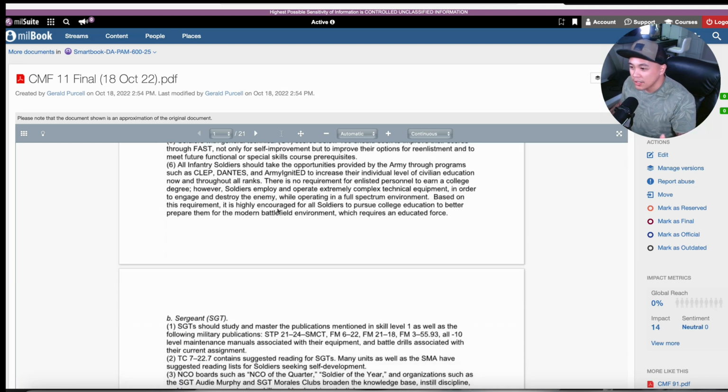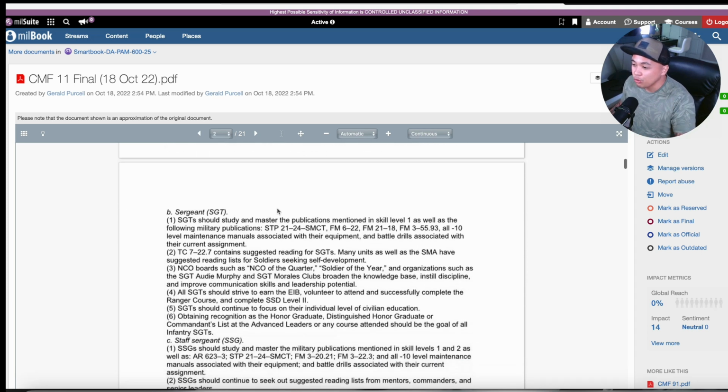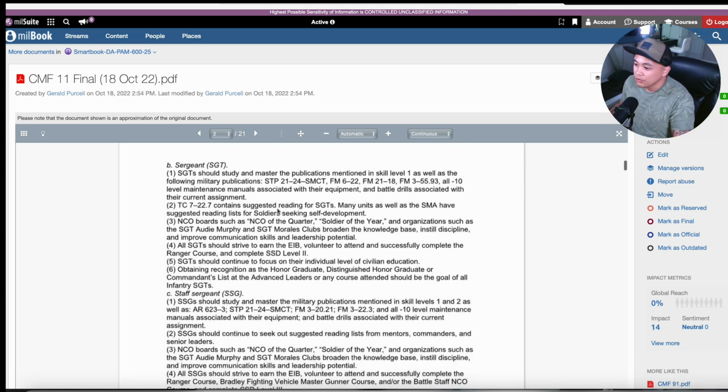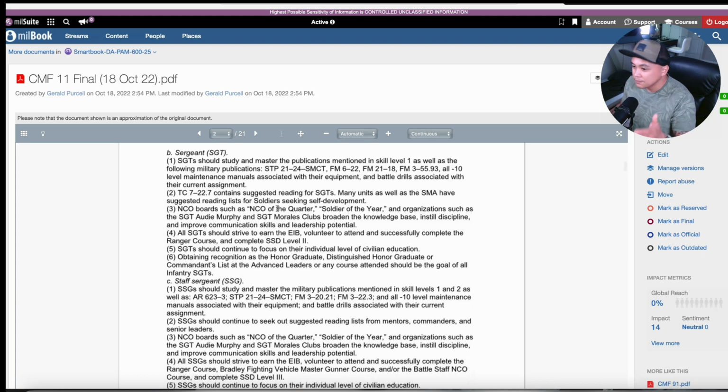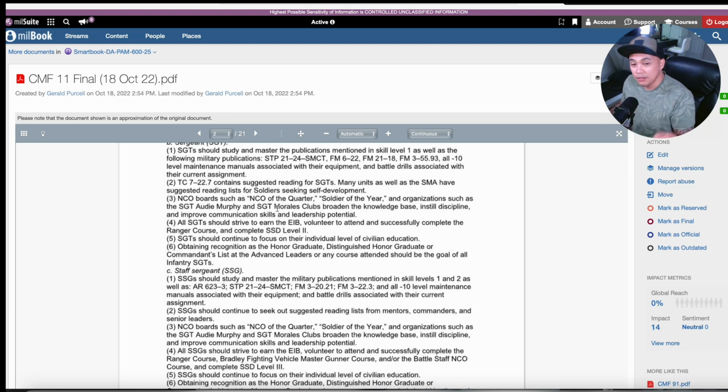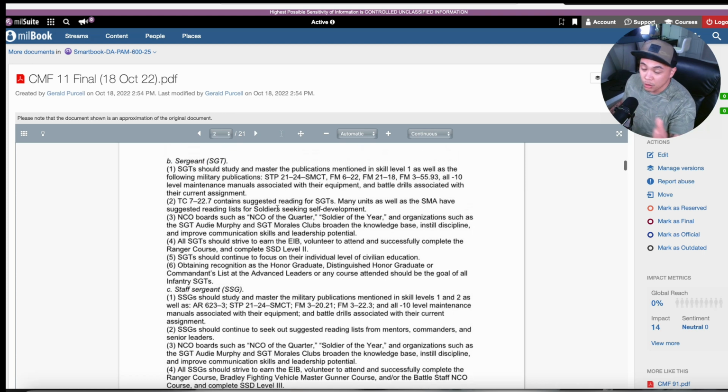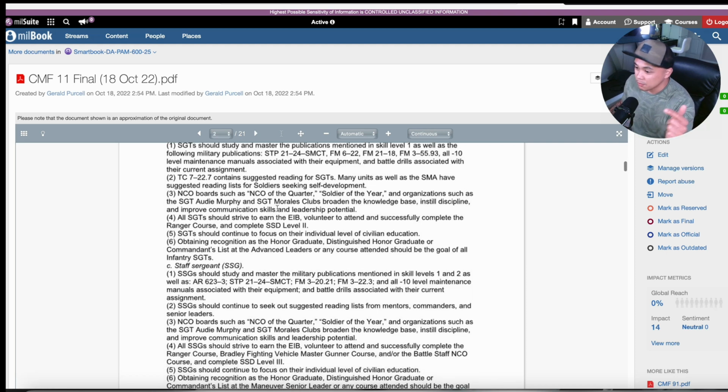Now it goes on talking about the DANTES, CLEP, and if you scroll down, this is where you'll see different ranks as far as the NCO level, starting with the sergeant. So sergeant, it's very specific. That's what I like about the Smartbook. There's no guessing. It's very, very specific.